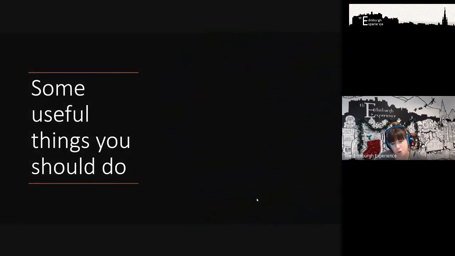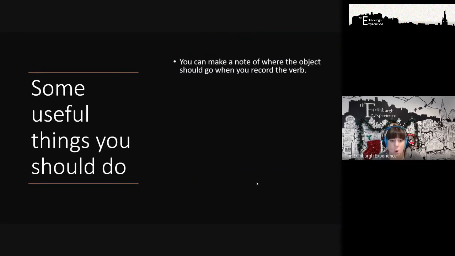So we talked about things you shouldn't do. Here's some things you should do, right? If you're worried about how to use the object, the easiest way to do that is when you write down or record your phrasal verb, just make a note of where the object should go. So for example, if I'm talking about the verb take after, I would say take after someone, and I record it that way.